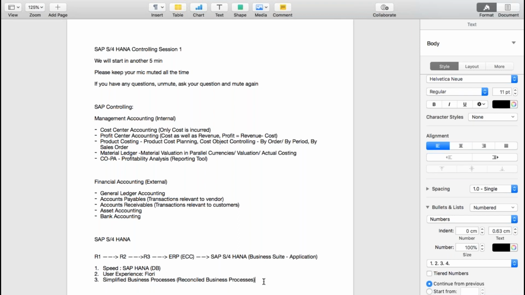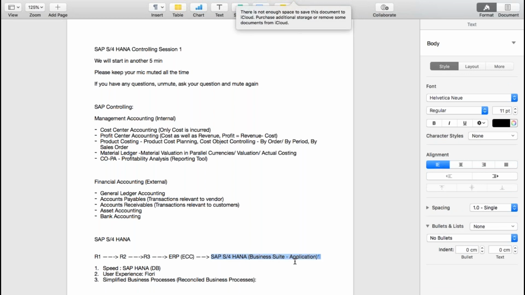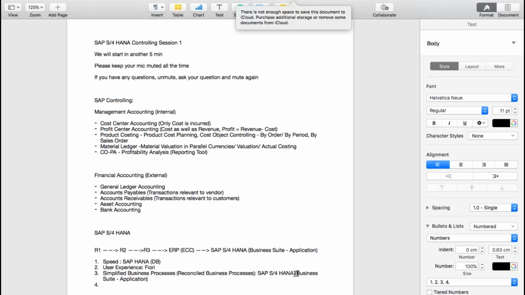And now can you tell me how you are getting simplified business processes? You are getting them because of this new business suite. The business processes are simplified in the business suite directly. The core system that you have in SAP S4 HANA is called SAP S4 HANA Enterprise Management. Using the SAP S4 HANA Enterprise Management component, you can simplify your business processes also.